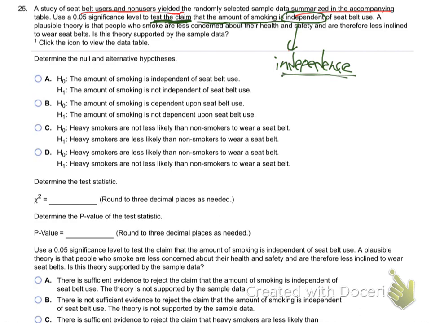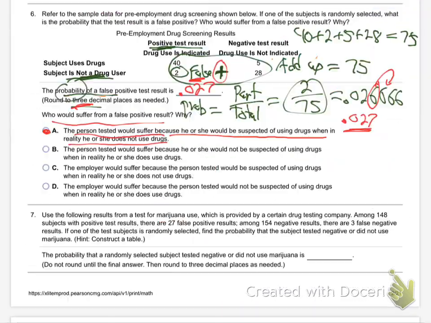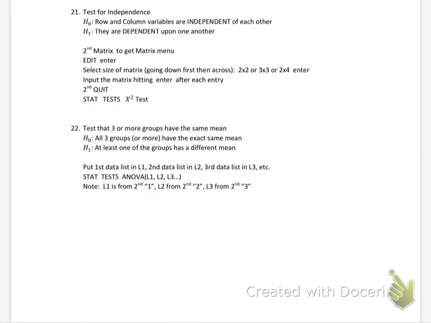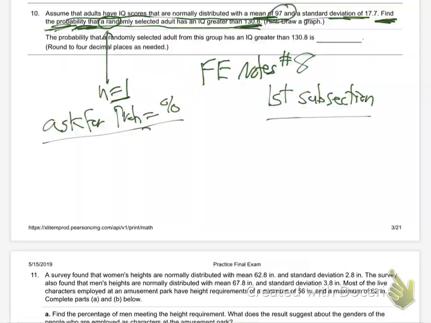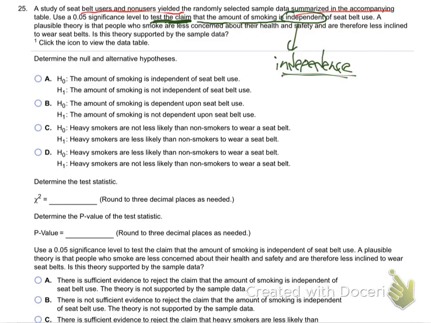So let's go back to the final exam notes. So there it is, 21, test for independence. Follow those steps. 21 on the final exam notes. So final exam notes number 21.